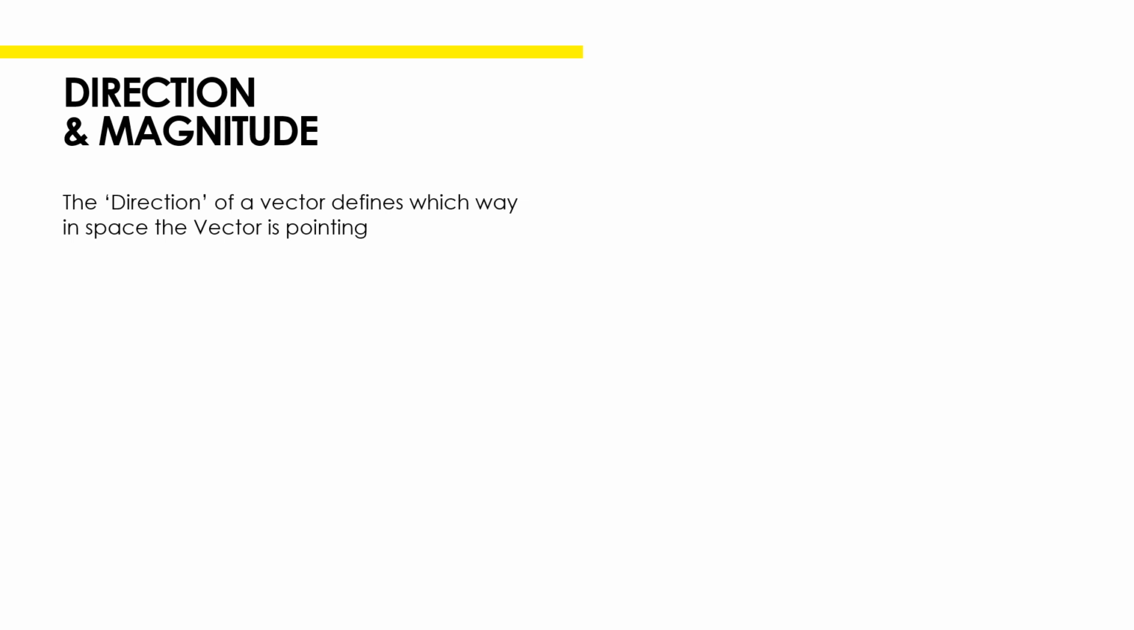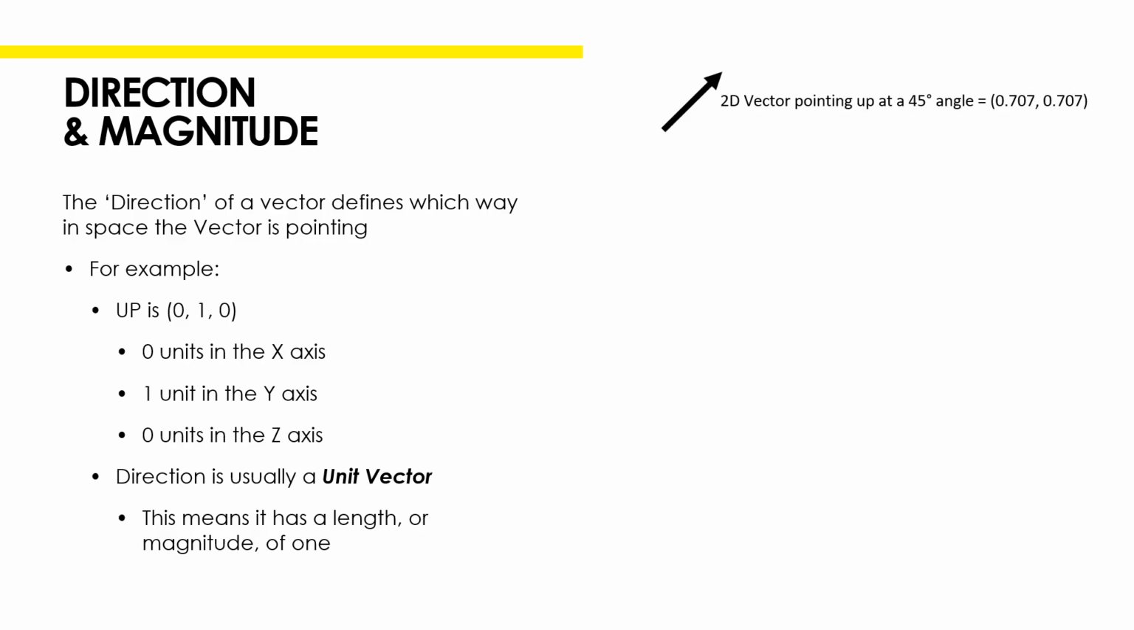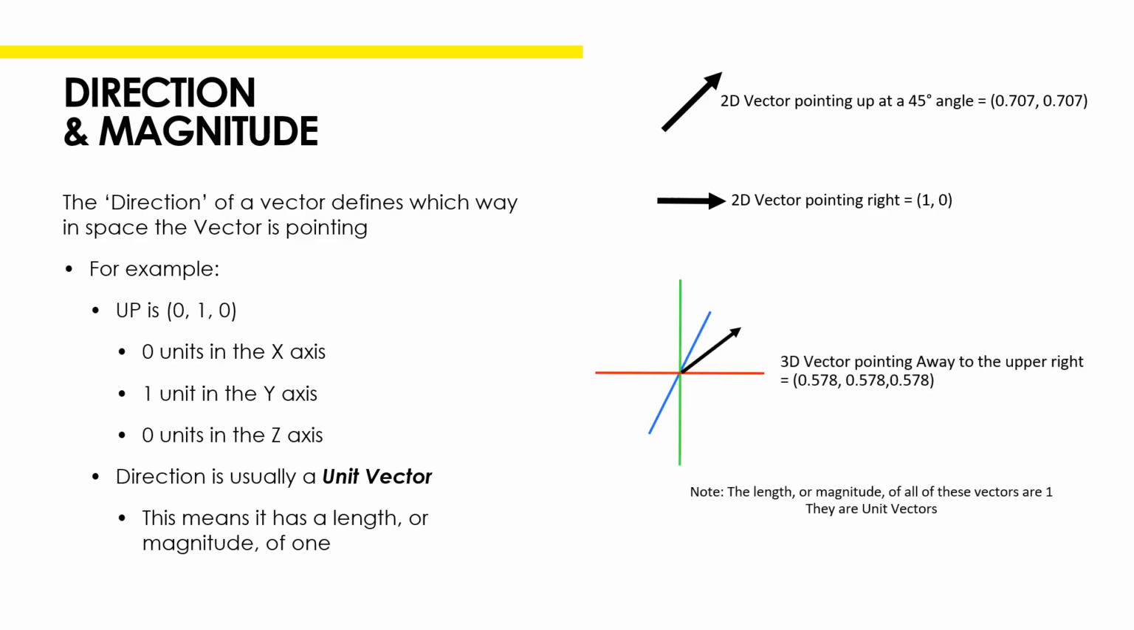So the direction of a vector defines which way in space a vector is pointing. For example, up is 0, 1, 0 because we're moving up on the y-axis. And our direction is usually a unit vector. This means it has a length or a magnitude of 1. So some examples here. A 2D vector pointing up at a 45-degree angle has an x and y value of about 0.7. A two-dimensional vector pointing to the right is 1, 0. And a 3D vector pointing away to the upper right would have these values here.